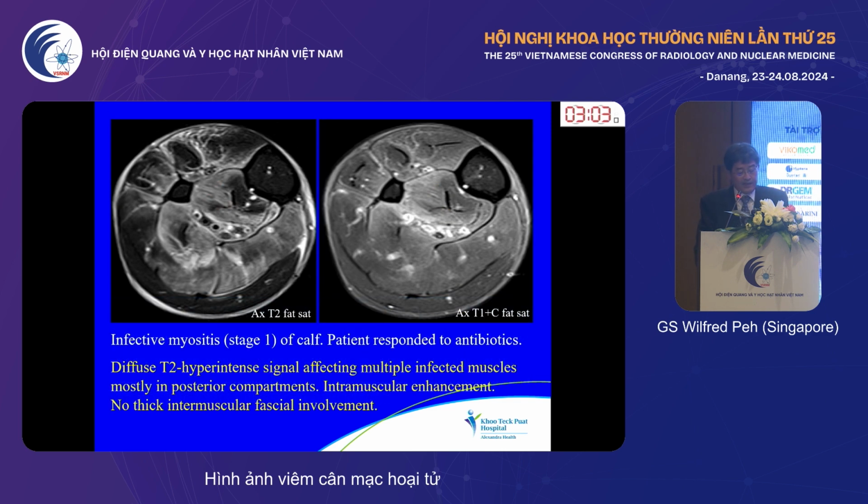Here's an example of infective myositis. So T2 axial image on the left, post-contrast image on the right. It shows no fascial fluid, but there is increased T2 signal affecting several muscles, which enhances on the post-contrast sequence. So this is myositis and not necrotizing fasciitis.